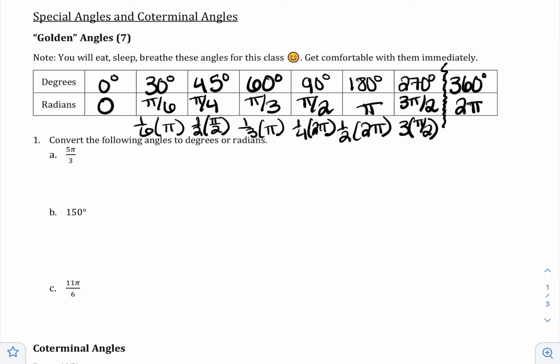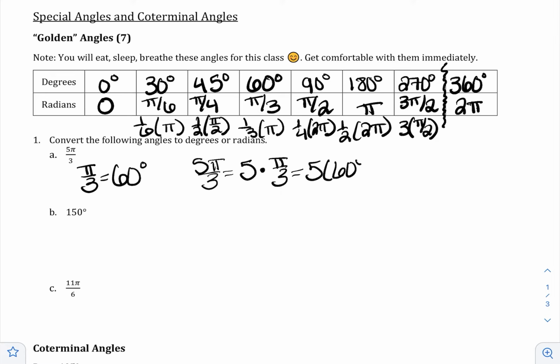So we can use this trick to convert angles from radians to degrees. So for example, I'm doing 5 pi over 3. So I know that pi over 3 is 60 degrees. It's okay if you didn't remember that just yet. So let's look at the table for now. So that means that 5 pi over 3 is 5 times pi over 3. That's what it means. So this is 5 times 60 degrees, which is 300 degrees.